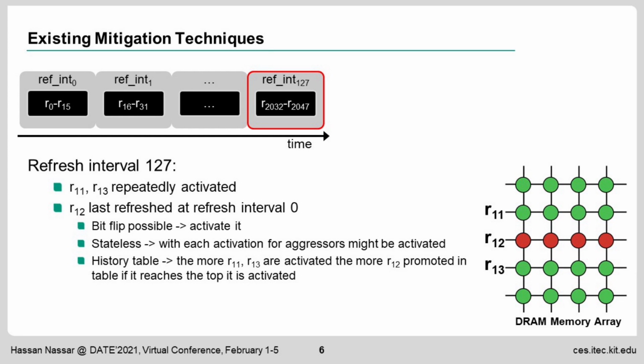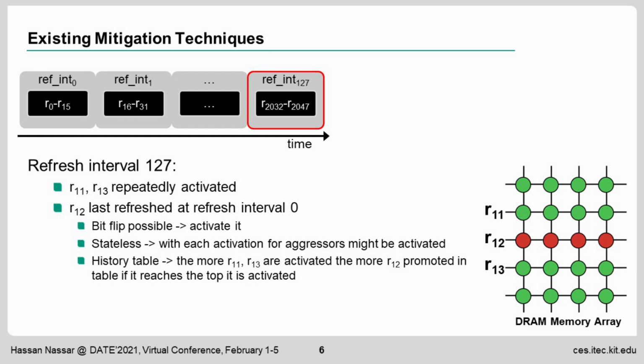Let's say a DRAM has 2048 rows and 128 refresh intervals. Row 12 is being attacked by repeatedly activating row 11 and row 13. Row 12 was last refreshed at refresh interval 0. We are now at refresh interval 127. The period between refresh interval 0 and refresh interval 127 is long, making row 12 vulnerable to bit flips. Then it needs to be activated.